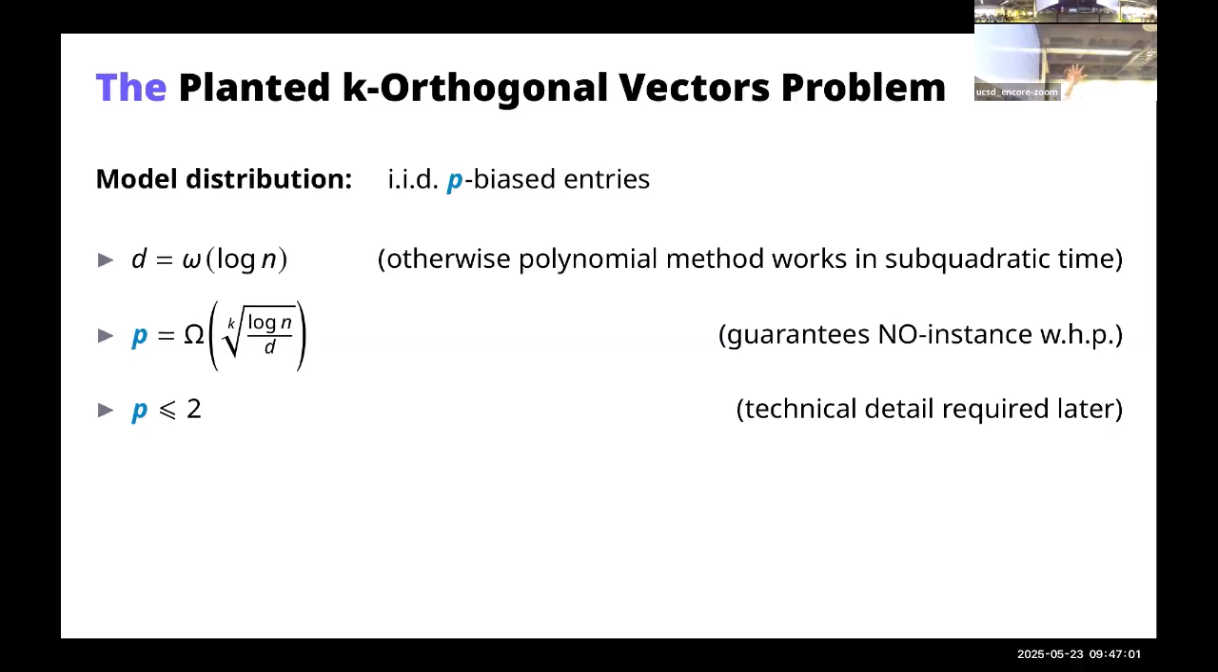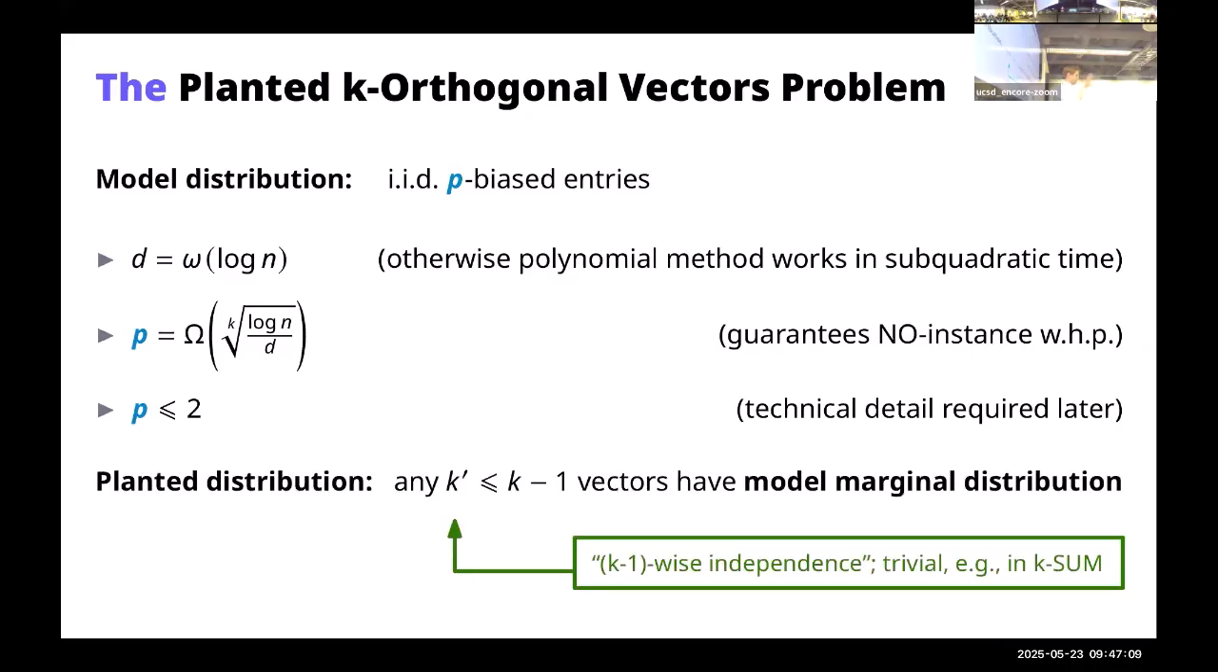Okay, and so we're going to draw an instance from such a distribution. It's a no instance, and then we will plug into this instance k vectors that are orthogonal, and they have a property that if you look at any subset smaller than k of them, their marginal distribution is the same as the model distribution. So in a sense, unless you look at all of them, you have no way of saying that this is likely to be part of the solution, because they look like any other k-1 vectors in your instance.